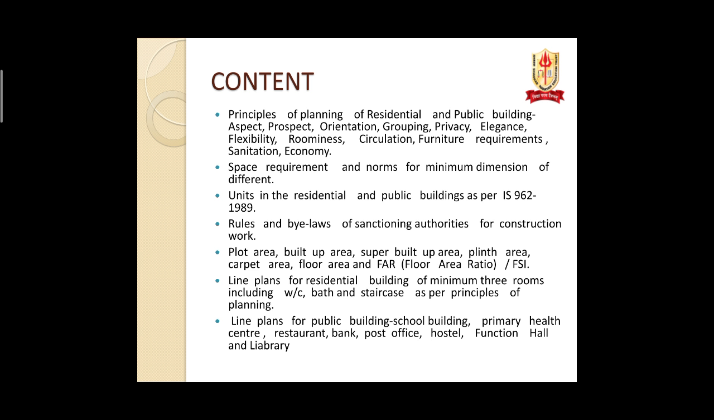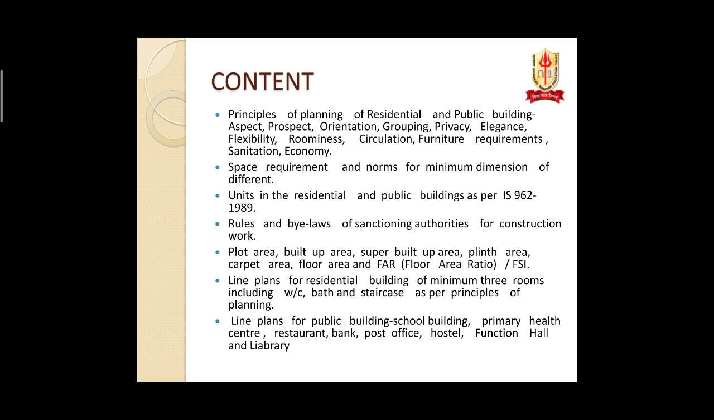Today we are going to learn about Building Planning and Drawing 22405, second chapter, that is planning of building. The content of this chapter is principles of planning of residential and public buildings. In that we have aspect, prospect, orientation, grouping, privacy, allegiance, etc. Then we have space requirements and norms for minimum dimensions of the different units in residential and public buildings as per IS 962/1989. Then we have rules and bylaws of the sanctioning authority for construction works.